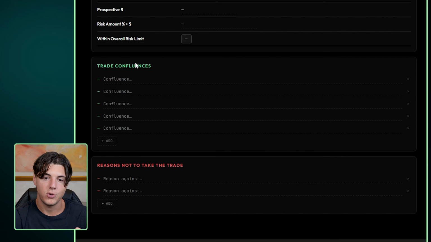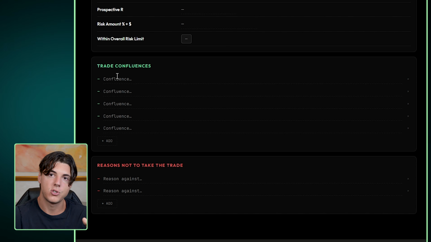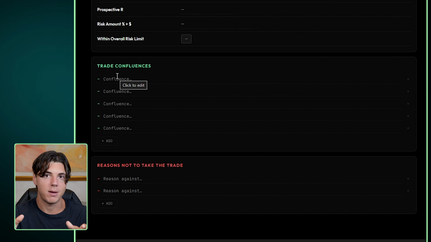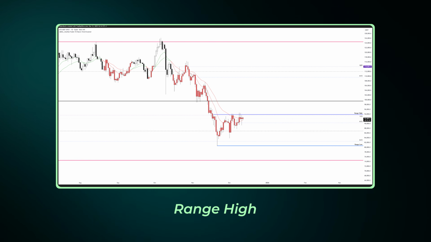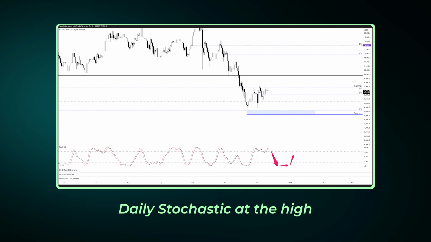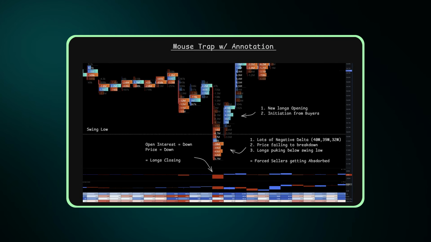Then finishing off, you have the trade confluences and reasons not to take the trade. So for the trade confluences, you're kind of writing everything that is lining up with that trade. So if I use the daily stochastic and the RSI, well, if price is trading into a range high, we have the daily stock at the high, we have a bearish divergence, we also have the 12-hour stock at the high, we have lots of absorption on the footprint.